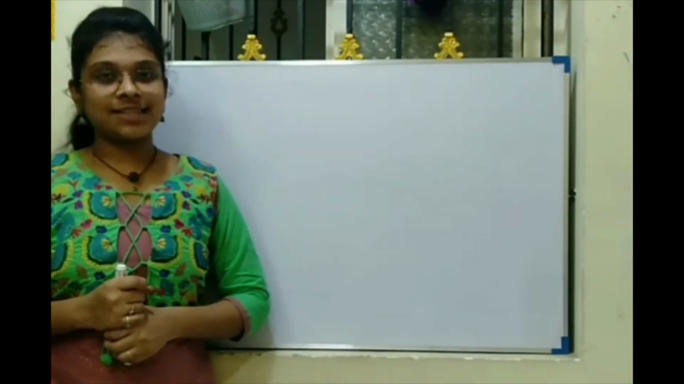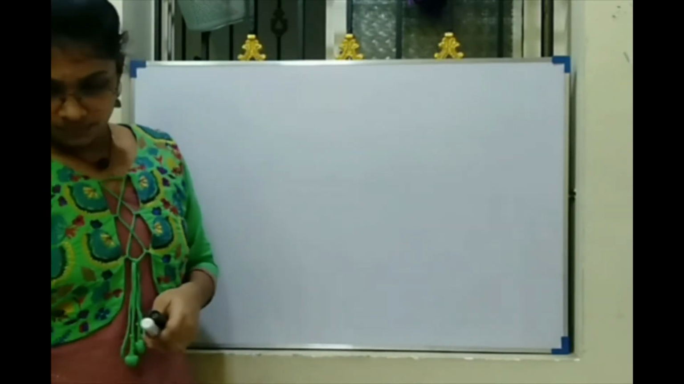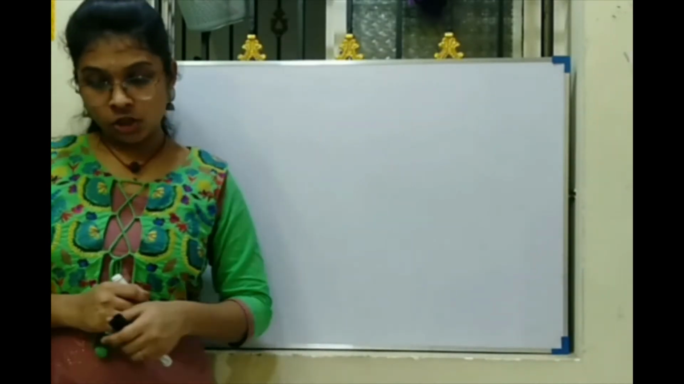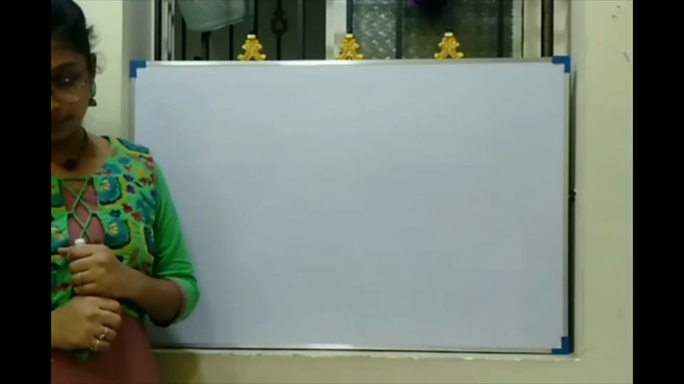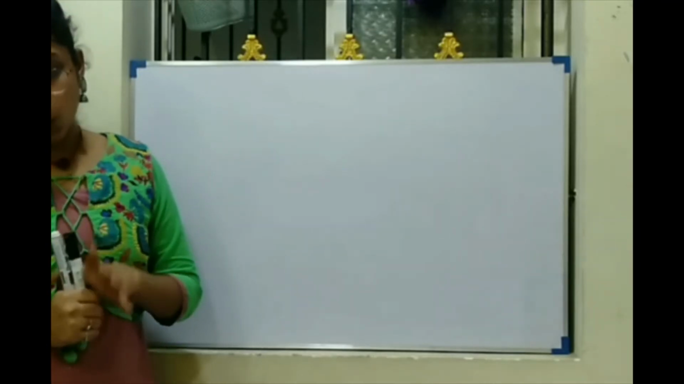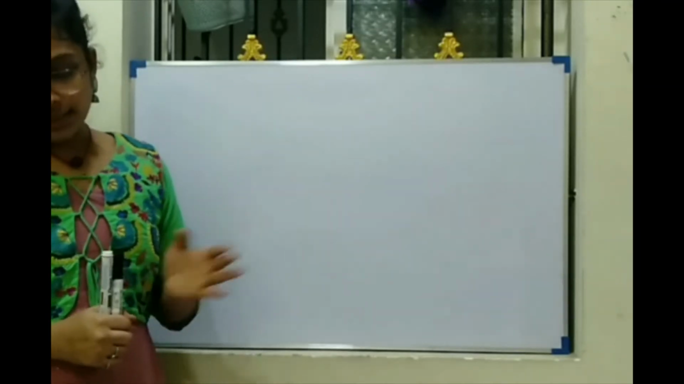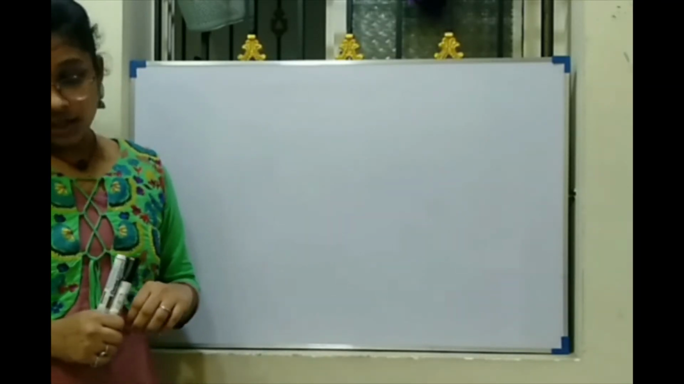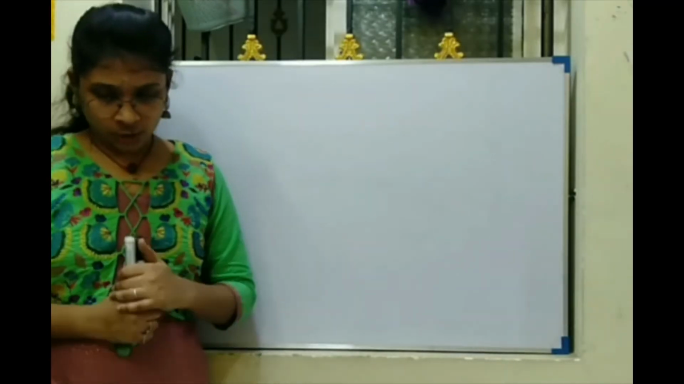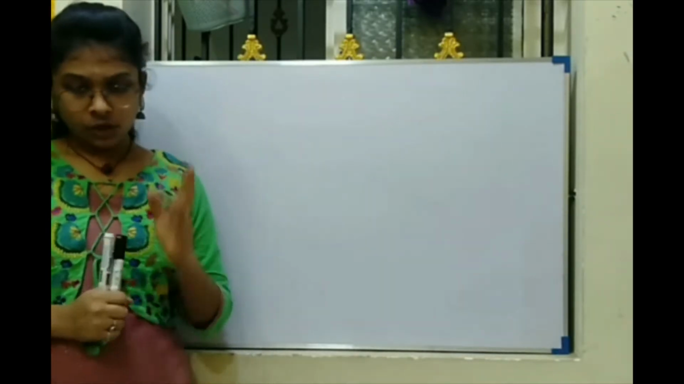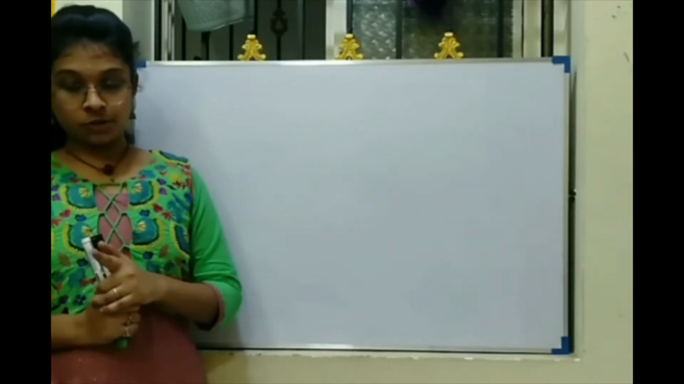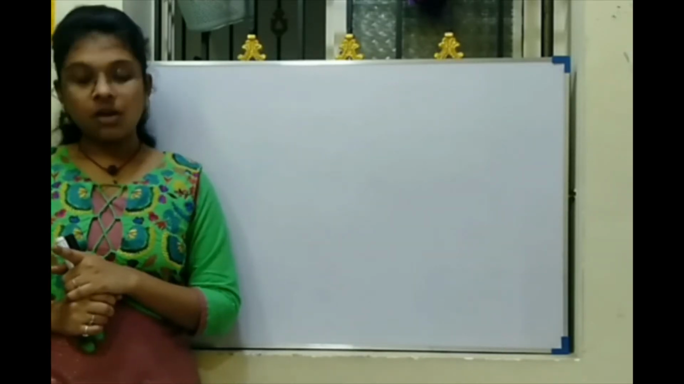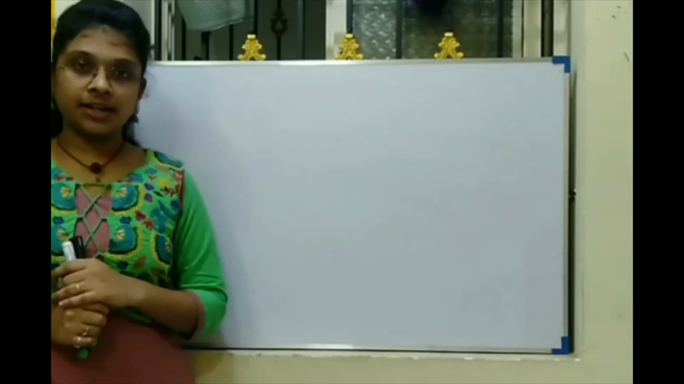Now let's move on to the exercise. Question number 1. A plastic box 1.5 meter long, 1.25 meter wide and 65 centimeter deep is to be made. It is open at the top. Ignoring the thickness of the plastic sheet, determine the area of the sheet required for making the box, and the cost of the sheet for it, if the sheet measuring 1 meter square costs rupees 20. First, let's write the given data.